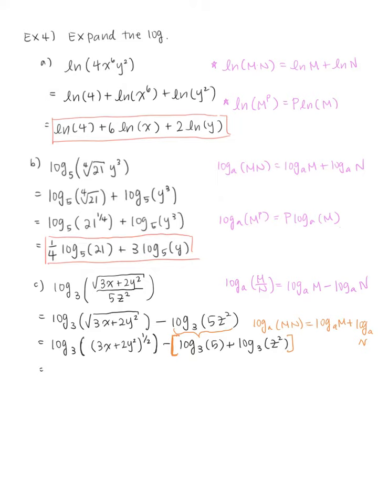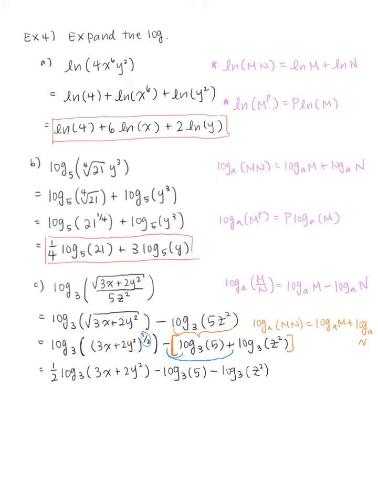Let's use that exponent property. I could bring this 1/2 out in the front. So here you're going to get 1/2 log base 3 of 3x plus 2y squared, and then here you're going to get minus log base 3 of 5 and minus log base 3 of z squared. It becomes minus because I just distributed this negative to each term. Now let's simplify a little bit more.